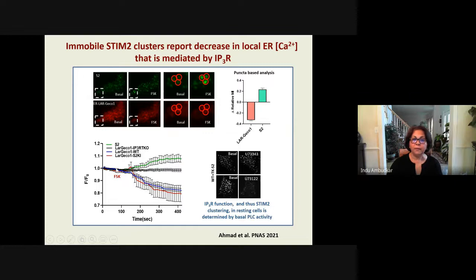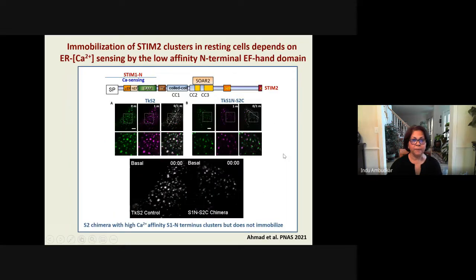So how is the function maintained under these conditions? Like I told you, there has to be a certain ambient level of IP3 in the cells. Can we actually block PLC to decrease that ambient level and see whether then this clustering gets affected? And in fact, that's what we saw, that there is a requirement for this sort of basal PLC activity to achieve this basal clustering. So when we treat cells with this PLC inhibitor, you lose the basal clustering. So in resting cells, the STIM2 pre-clustering is determined by IP3 receptor function, that is, through basal PLC activity.